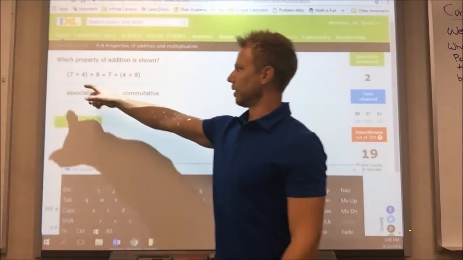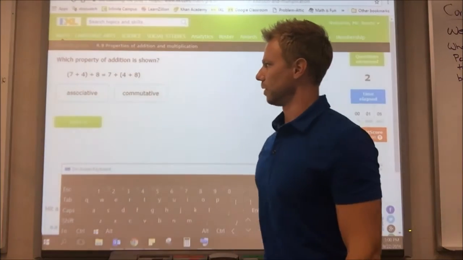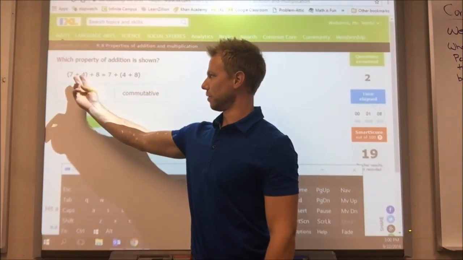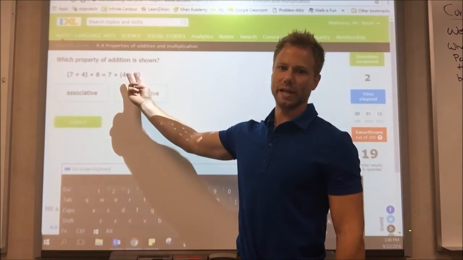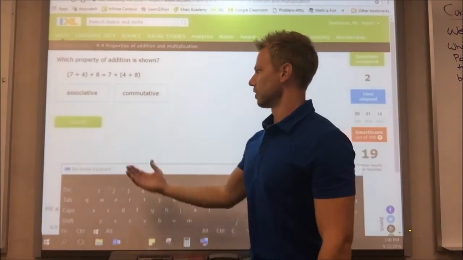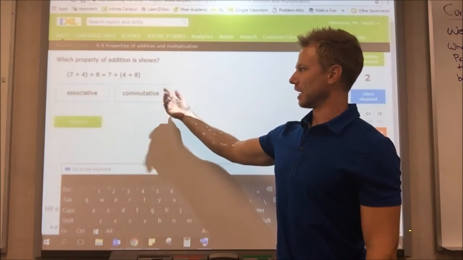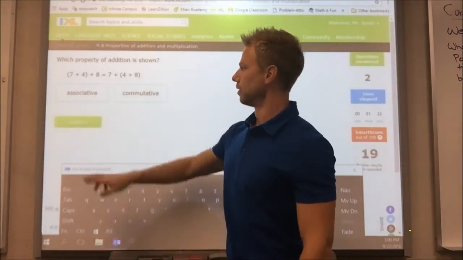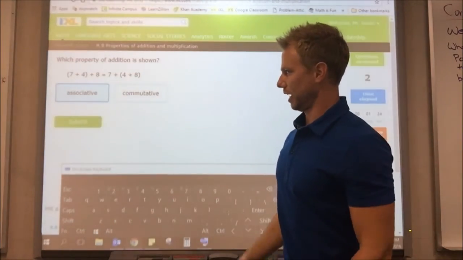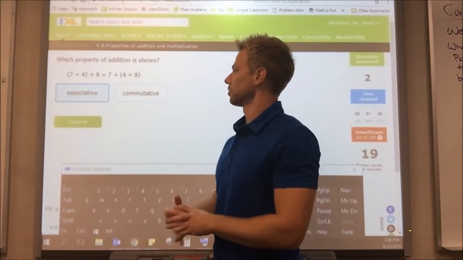Okay, again, we have numbers in the same order, we just moved the parentheses. So on the left side, I would add 7 and 4 first. On the right side, I would add 4 and 8 first. So that's just showing that whichever numbers you add first is not going to change the answer as long as you still add all three together. So that would be associative again, how you group the numbers, which two you add first.